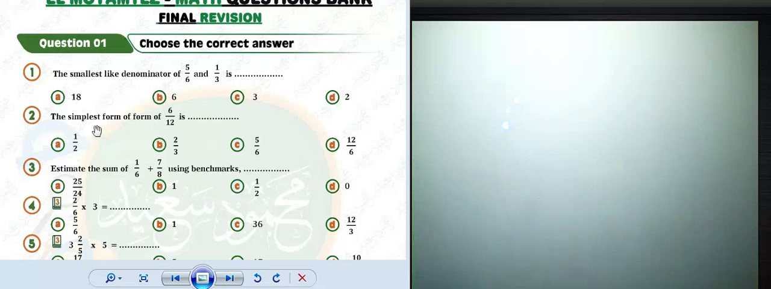Question number 2. The simplest form of 6 over 12 is. We know 6 is half of 12. Half of 12, the result will be 1 over 2. Choose letter A about this example.